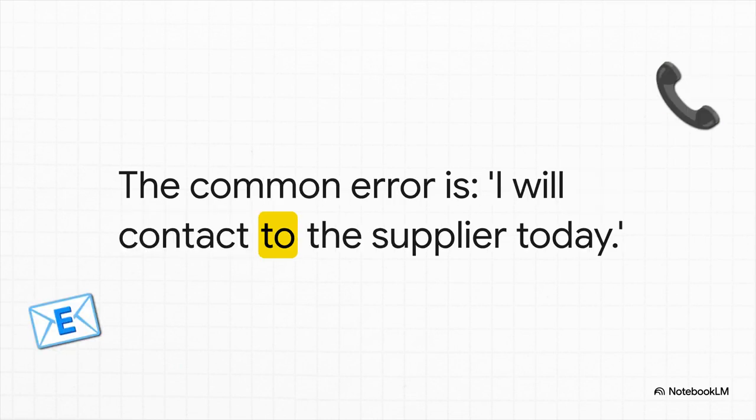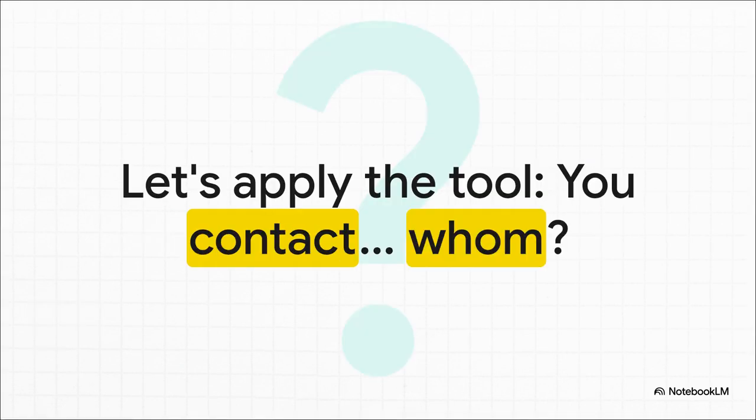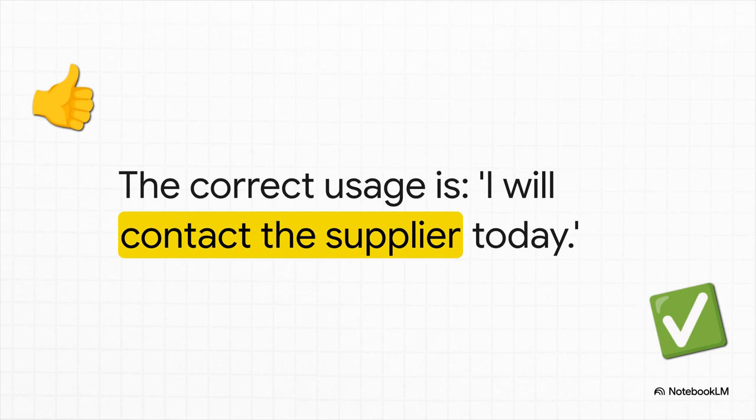Okay, next case. You see this one in emails all the time. I will contact to the supplier today. Again, it feels like it should be right, but it's just a little bit off. Let's use our tool. The verb is contact. Now, this time we're talking about a person or a company. So we ask, you will contact whom? And the answer is crystal clear, the supplier. And that tells us everything we need to know.